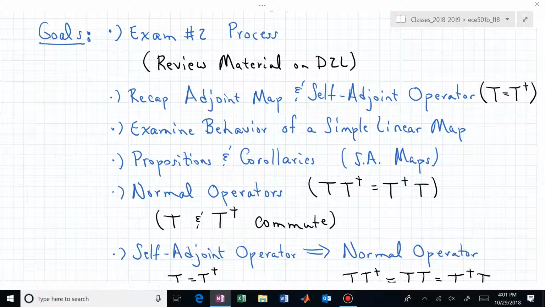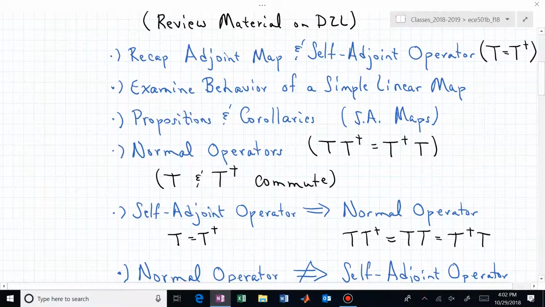Today what I want to do is continue with Chapter 7, but before we do that, let's just make sure we're on the same page, or at least partly on the same page, relative to exam number 2. You can get a glimpse of what to expect by looking at the review material on D2L, and that will then be followed by Chapter 7 material. We'll recap the adjoint map and what it means to be self-adjoint. In parentheses, that's really what it is: the linear map is equal to its adjoint. That means you have a self-adjoint operator.